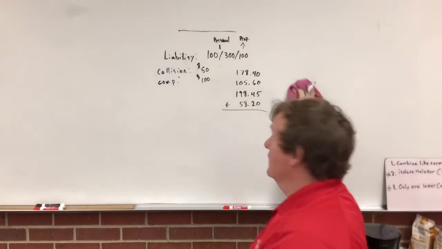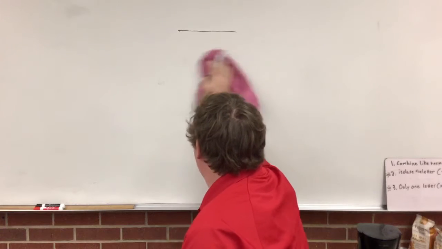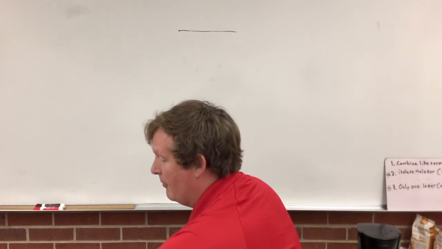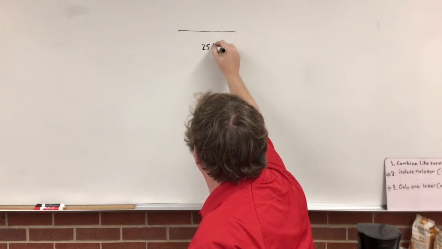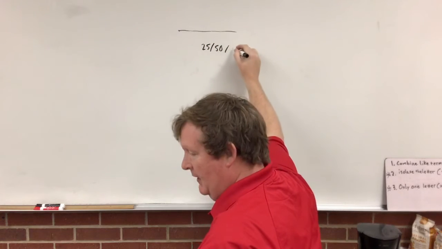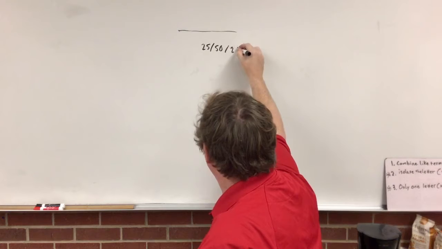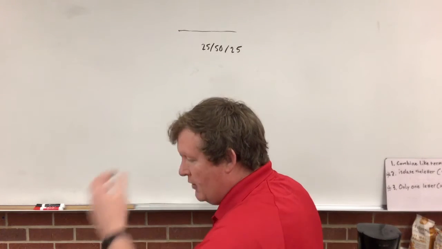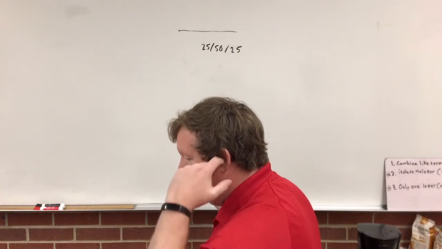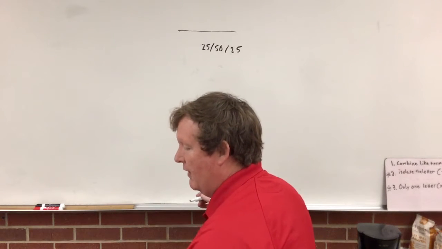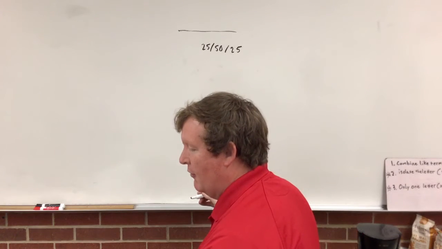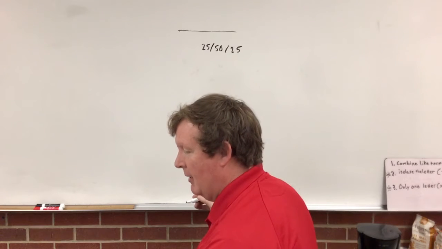Okay, I'm going to erase this. All right, this is nothing new. We've done this a couple of times now. It should be old hat. So we'll start off with the liability on that one. That's 25, 50, and 25. Okay, so to find the yearly base premium, we do the liability of 25/50 and then the 25 for the property damage.